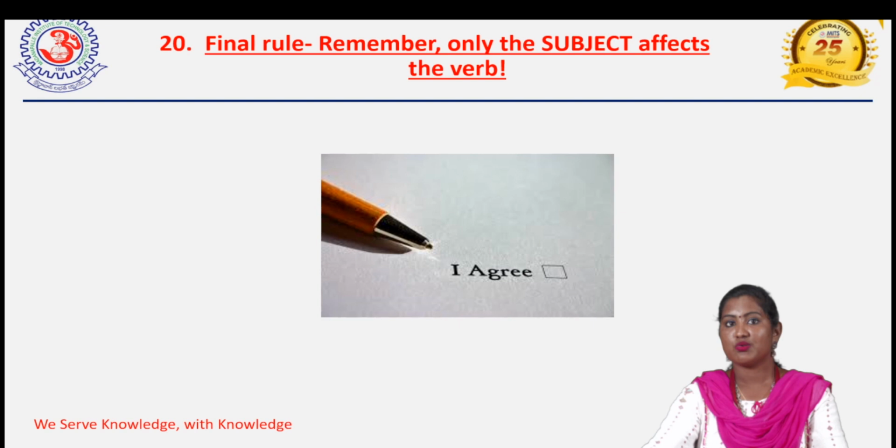And the final rule, a very important thing to remember: only the subject affects the verb. The verb will not affect the subject. So we have to be very, very careful with the subject. I agree. She agrees. He agrees. It agrees, like that.